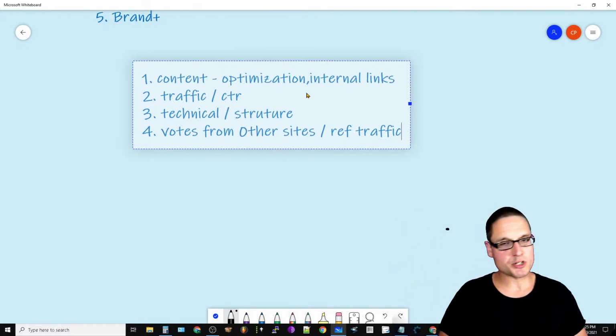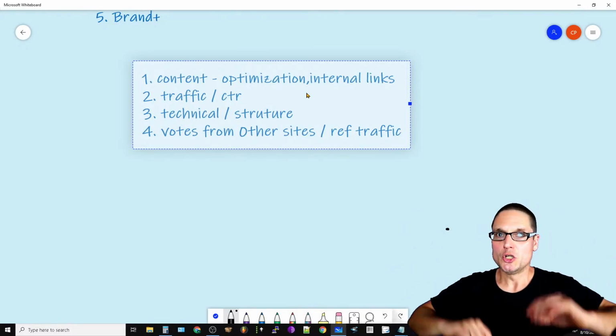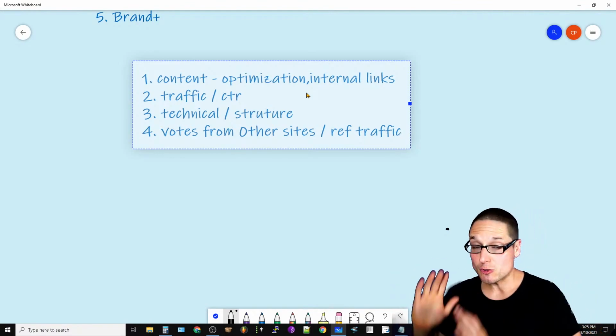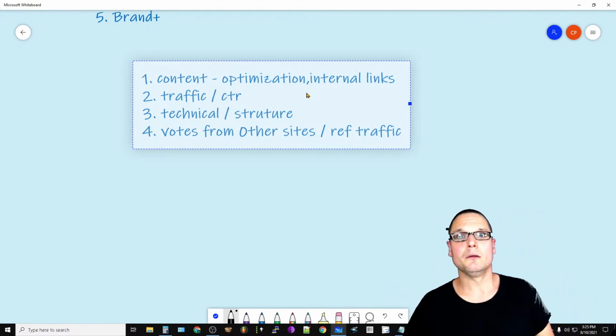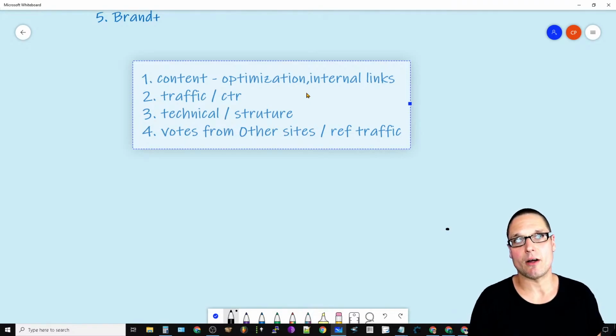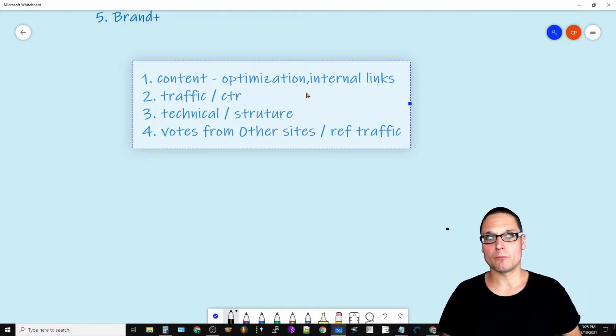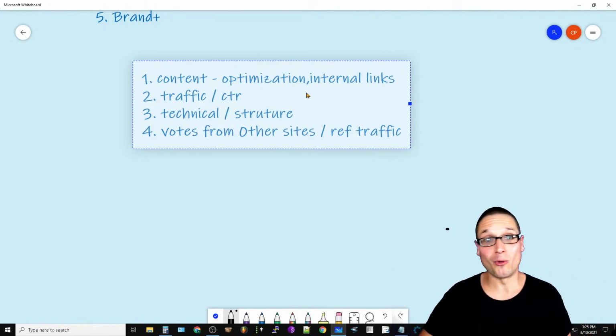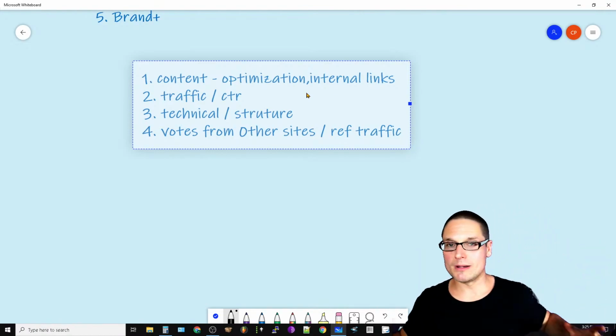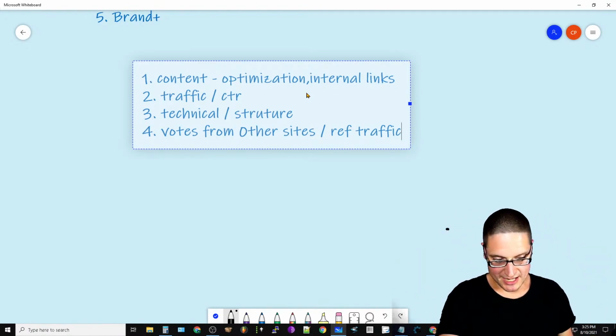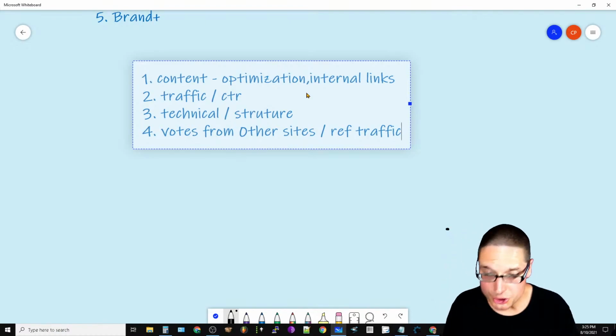I've tested this numerous times. I've shown this test before. During the testing phase, if I can get traffic to that page quick, I guarantee you I rank and I stay there, at least for a short period of time, right? And a short period of time for Google is 2 months, 3 months. You know, the testing phase is crucial.